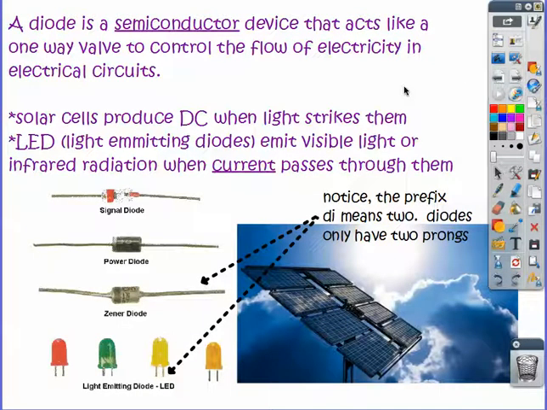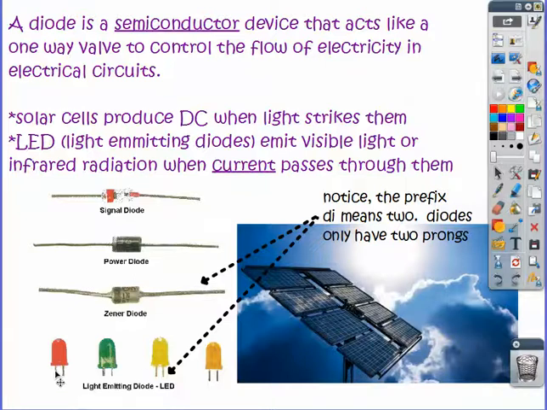The first is called a diode, and a diode simply acts like a one-way control valve to allow electricity to pass through only in one direction. So like electricity might be able to pass through in this direction, but not in this direction. So the diode itself in the middle acts like a conductor when electricity is flowing this way, but acts like an insulator when electricity is flowing that way. There's a whole bunch of different types of diodes.